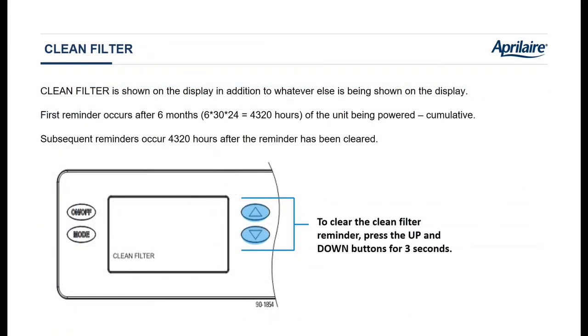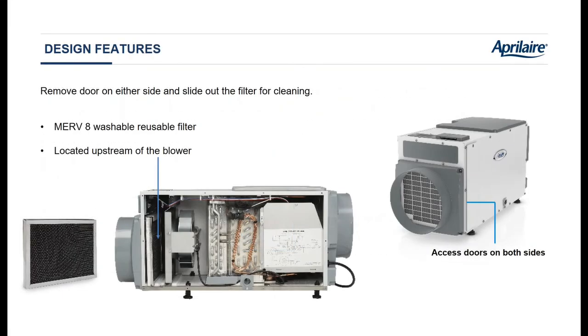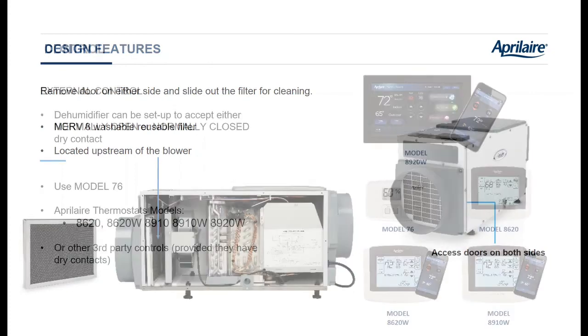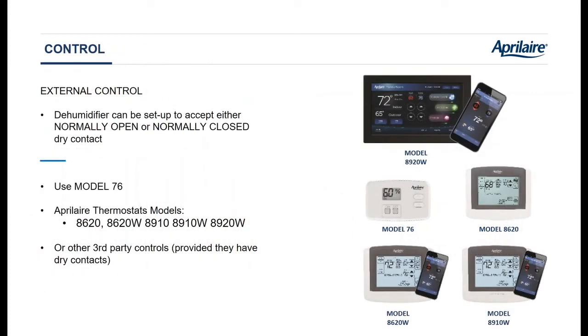Talked about the clean filter. It's just a timer, so it's going to trigger typically twice a year. I've mentioned that MERV8 filter a couple times. There is an access door on either side, so again, keeping it as flexible as possible. Typically, you're going to use the onboard control, but if you choose external, like I said earlier, it's any device that can measure relative humidity and provide a dry contact closure when you want the dehumidifier to dehumidify.